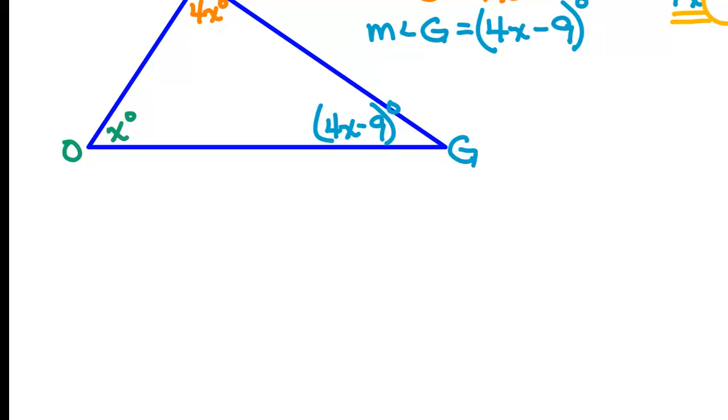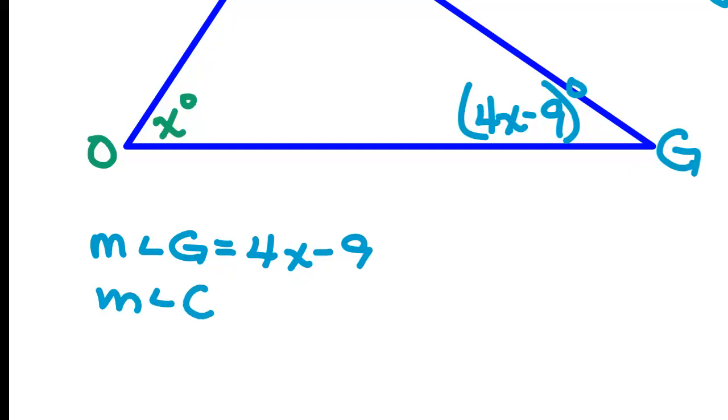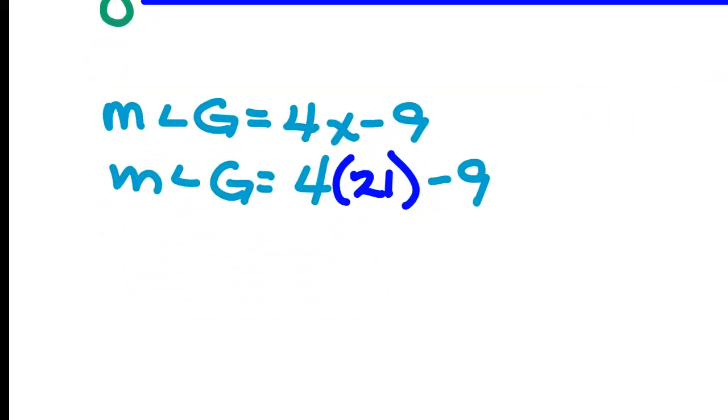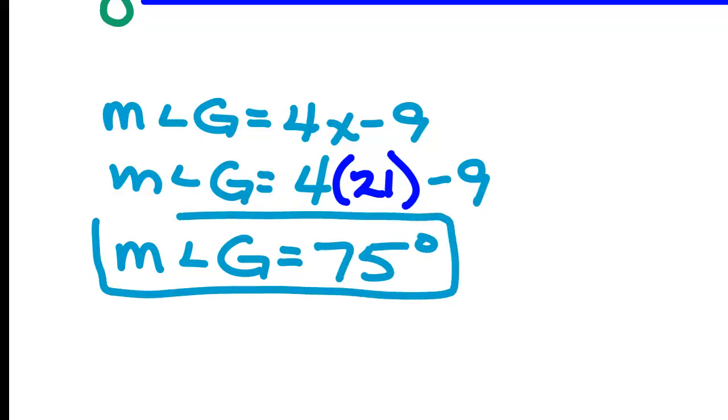So now let's find the measure of all of these angles. The measure of angle G is 4x minus 9. So I do 4 times 21 minus 9. Grab a calculator real quick and tell me what you get when you do 4 times 21 minus 9. What do we get? 75, thank you. So the measure of angle G is 75 degrees.